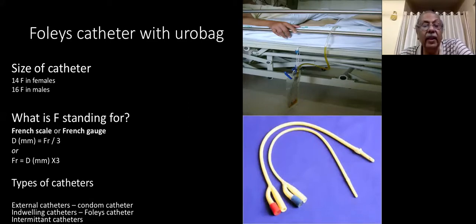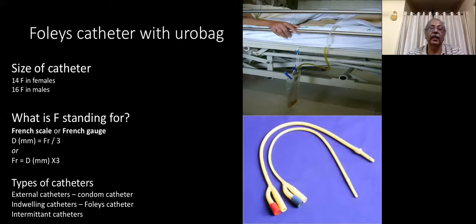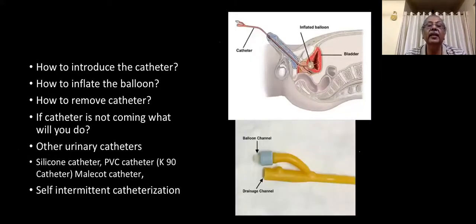The types of catheters you should know: the external catheters, that is the condom catheter, the indwelling catheters, the Foley's catheter, and the self-intermittent catheterization you should know. These are the common questions which you should read and learn how to introduce the catheter, then how to inflate the balloon.